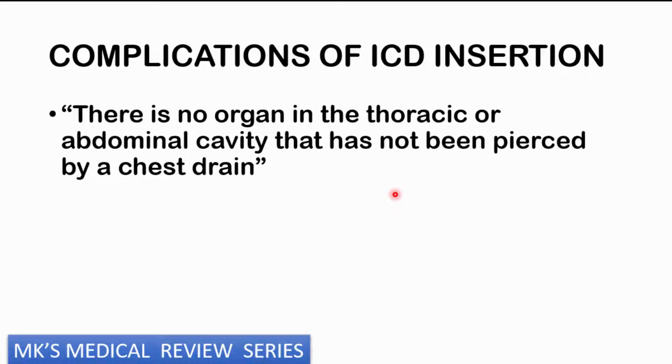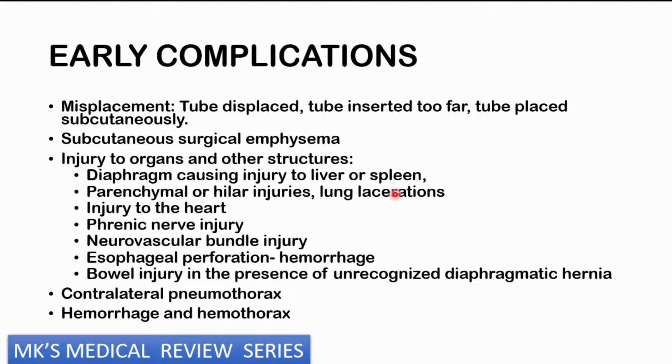So remember that when you're talking of complications of the ICD incision, this is a statement that I want you to keep in mind. There is no organ in the thorax, there's no organ in the abdominal cavity that has not been pierced by a chest drain. So it means that virtually all the organs in the chest, most of the organs in the abdomen have a propensity to be injured, and this is how. Some early complications include misplacement, so the tube may be displaced, the tube may be inserted too far, the tube may be placed subcutaneously.